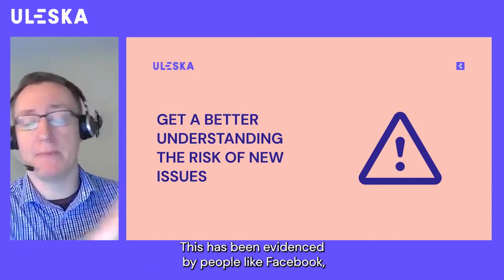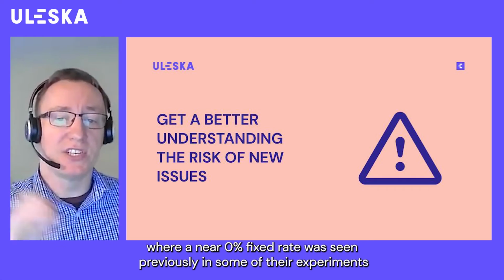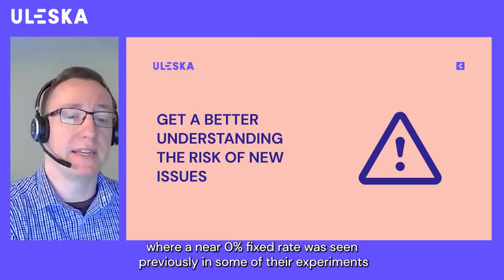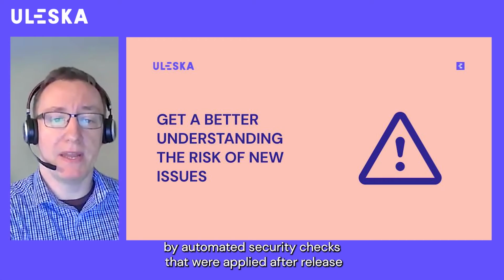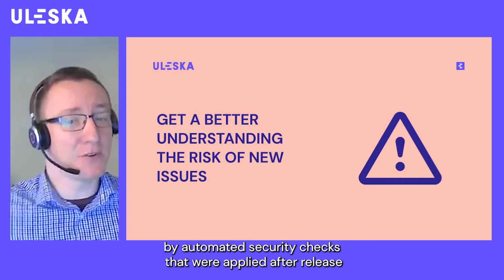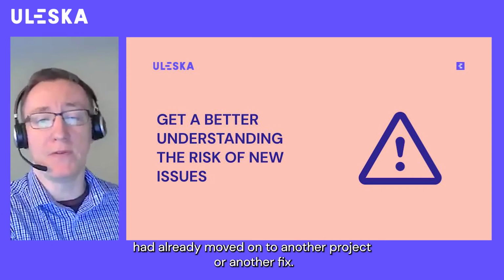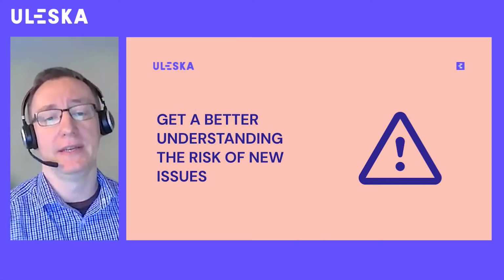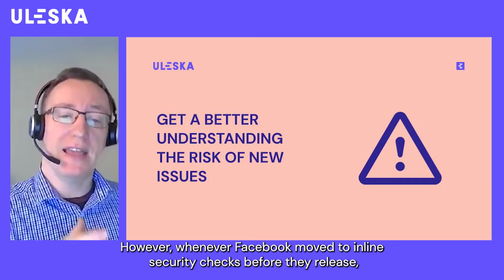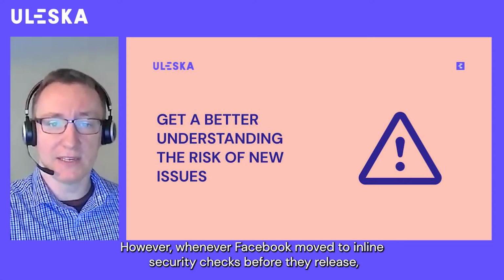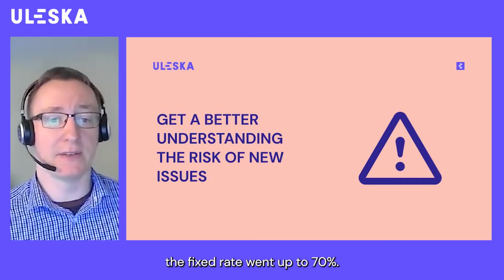This has been evidenced by people like Facebook, where a near 0% fix rate was seen previously in some of their experiments with automated security checks that were applied after release, because the development team had already moved on to another project or another fix. However, whenever Facebook moved to inline security checks before the release, their fix rate went up to 70%.